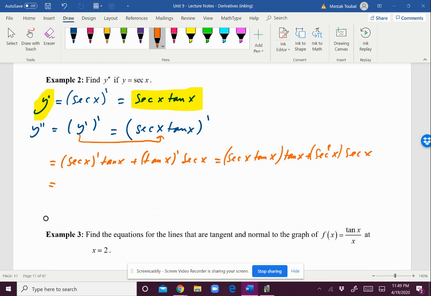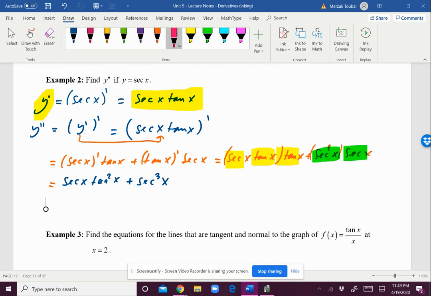Good. Secant times tangent, that's secant x tangent squared x. And secant squared times secant, that would be secant cubed x. And with this, we have found the second derivative of secant.